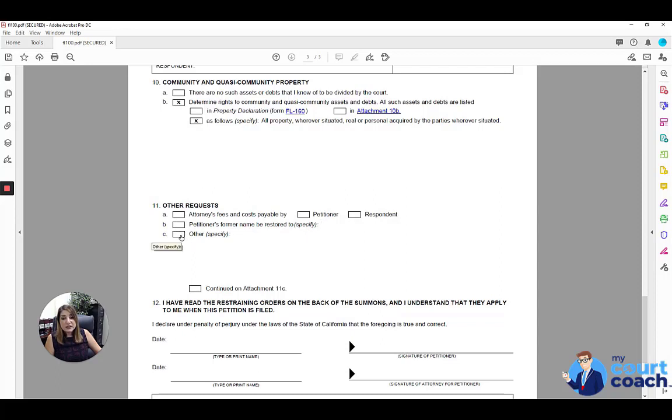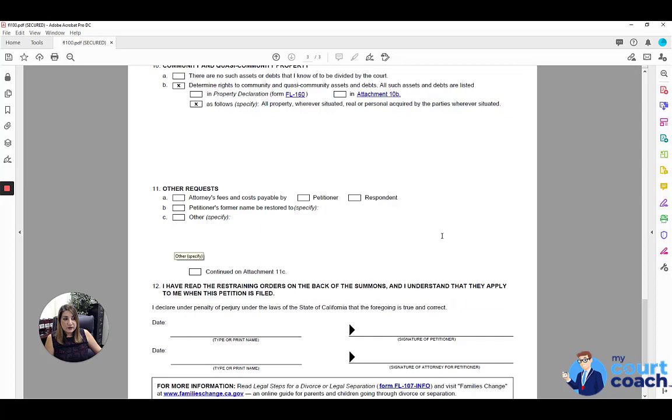And then finally under 11C, I always write in here that I want a written statement of decision on all contested issues, just in case this case goes to trial. I want to put the court on notice that I want that. And there are legal reasons for that. It helps preserve your right to appeal if you have a written statement. So it's just protective language.